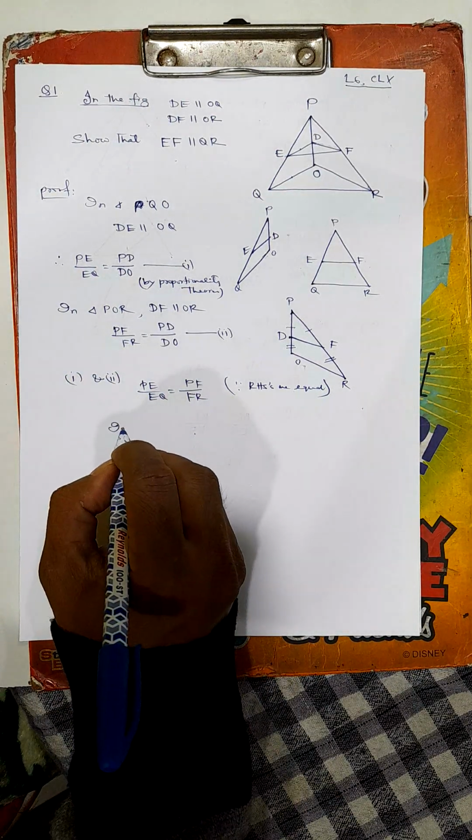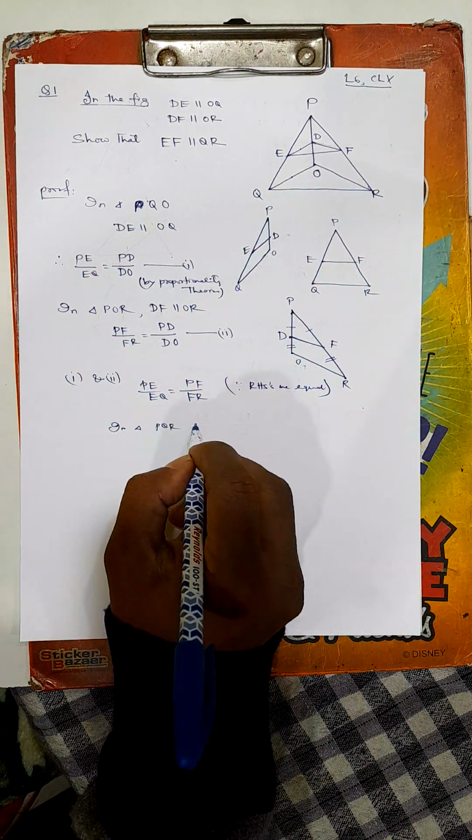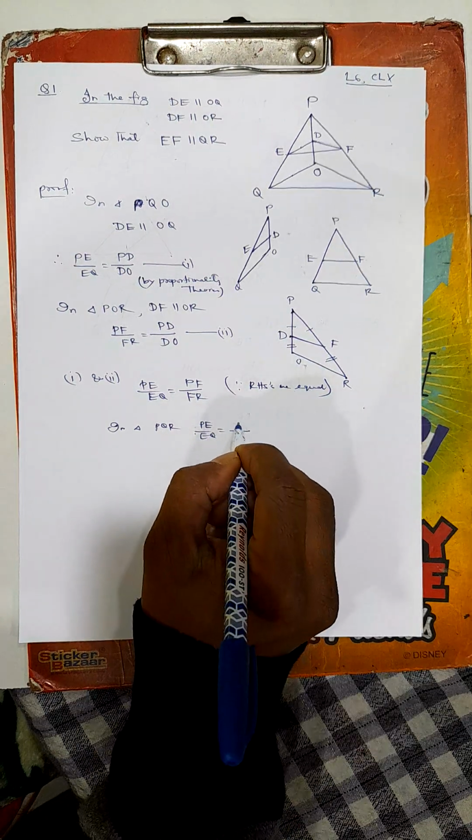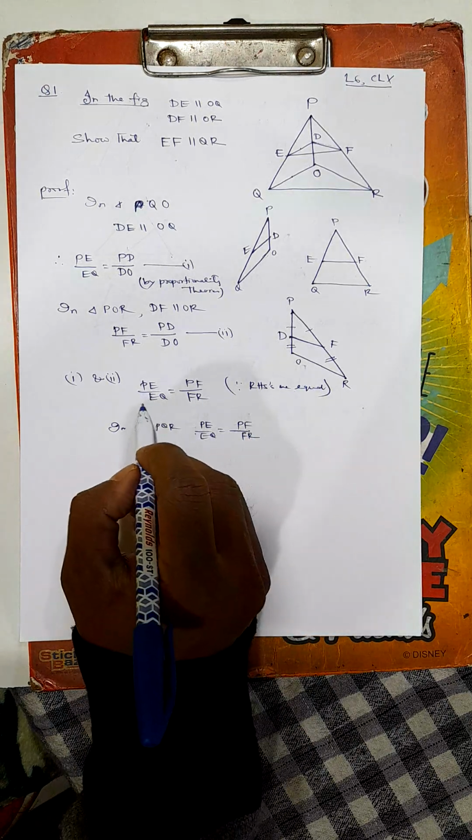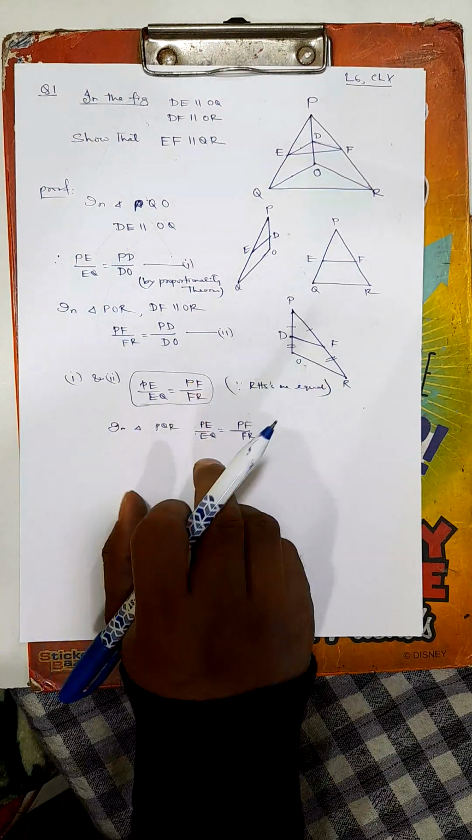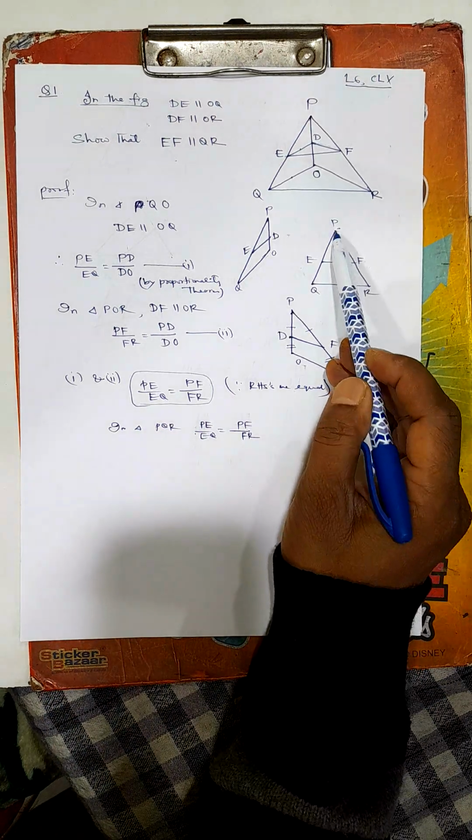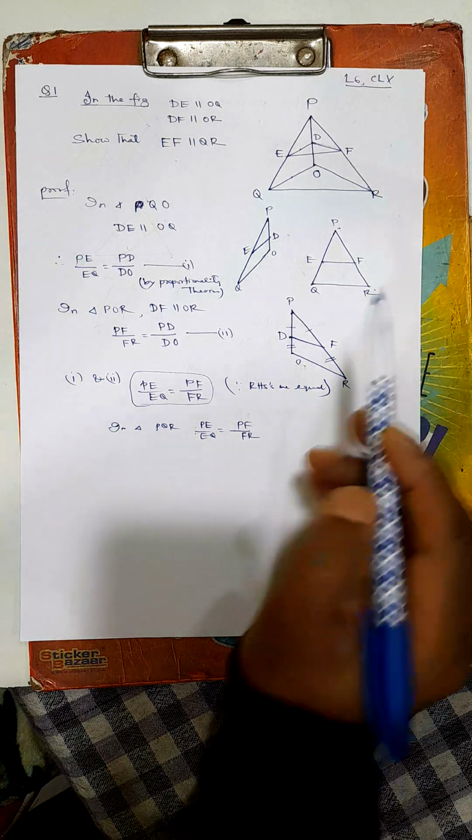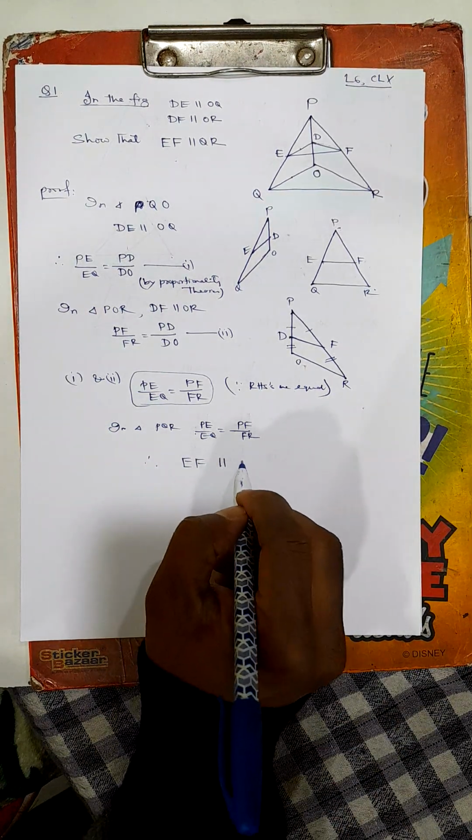Therefore, in triangle PQR, PE by EQ equals PF by FR. Consider this ratio in triangle PQR. Let us come to triangle PQR. You find that PE by EQ equals PF by FR. Therefore, EF is parallel to QR.